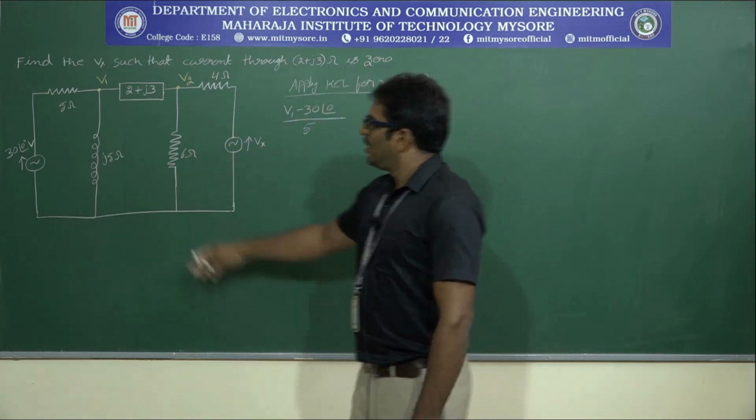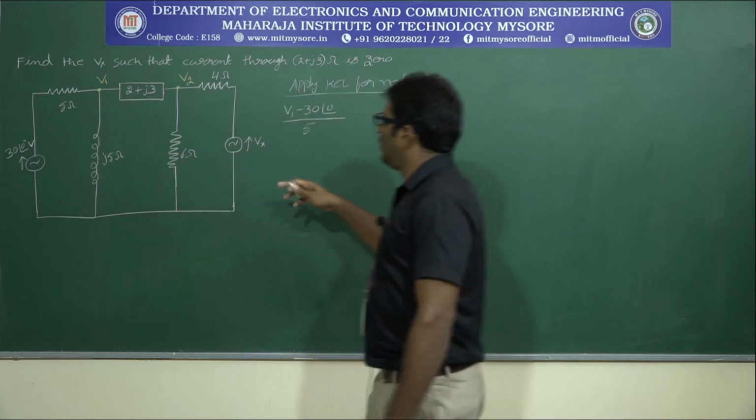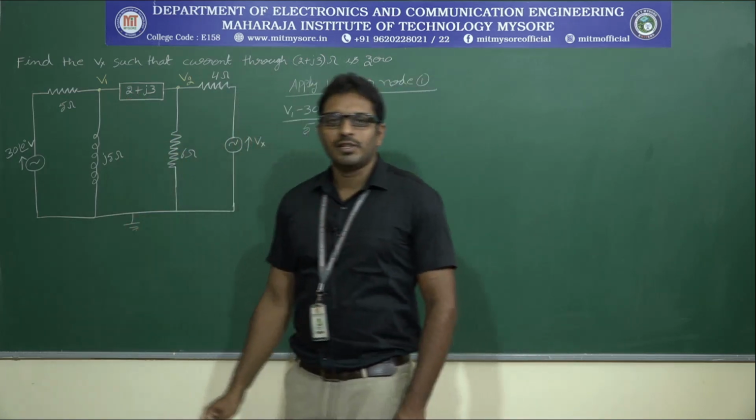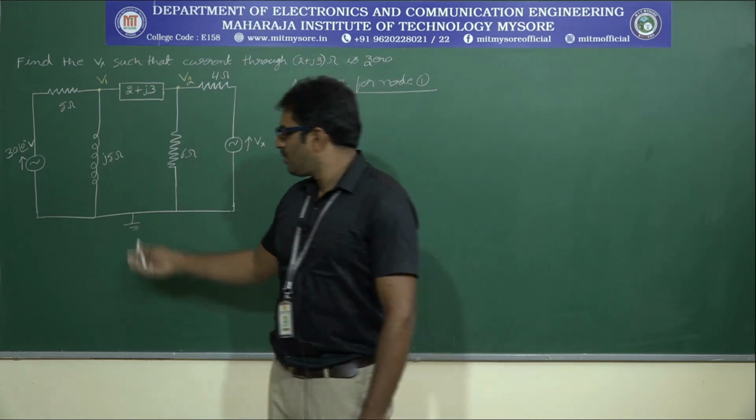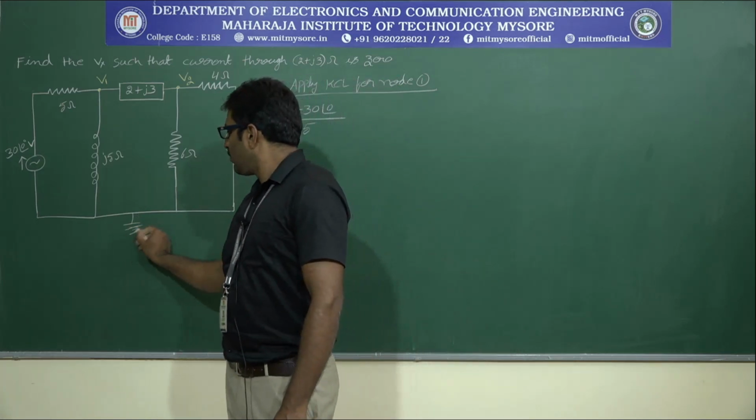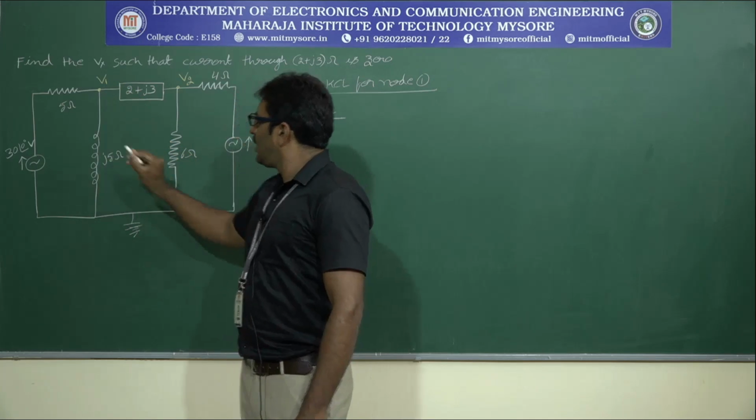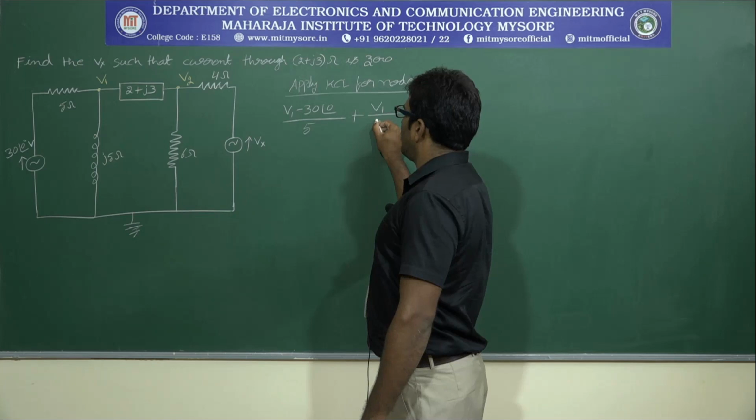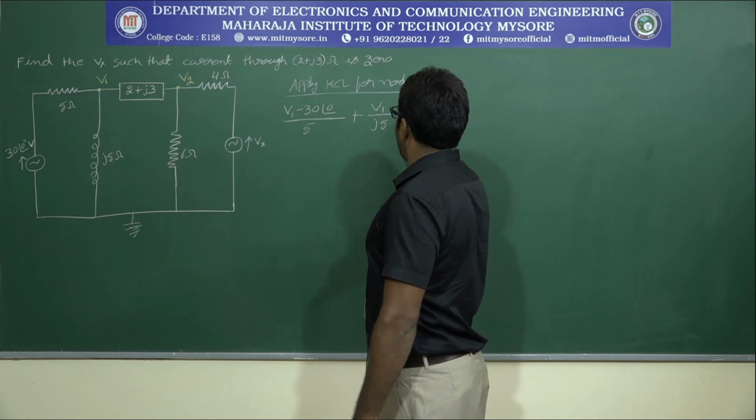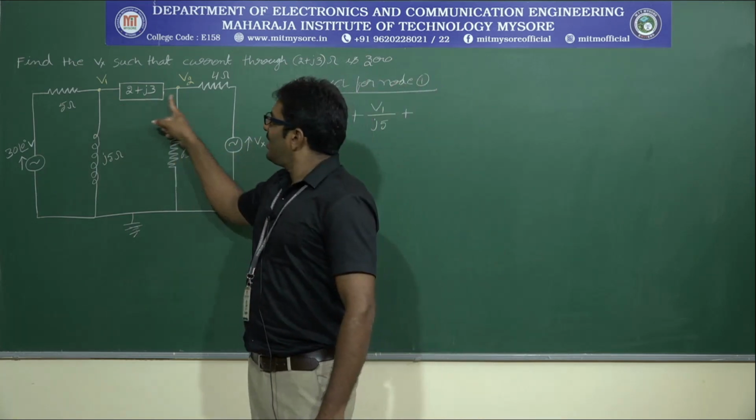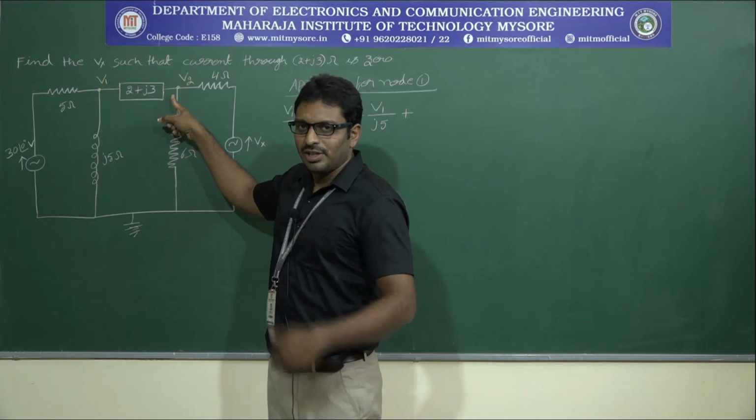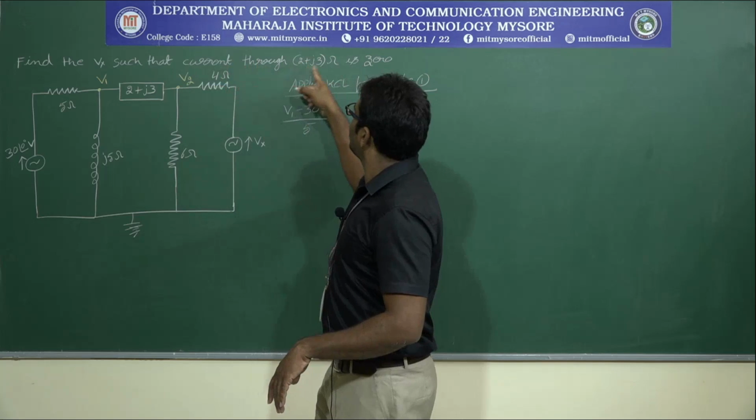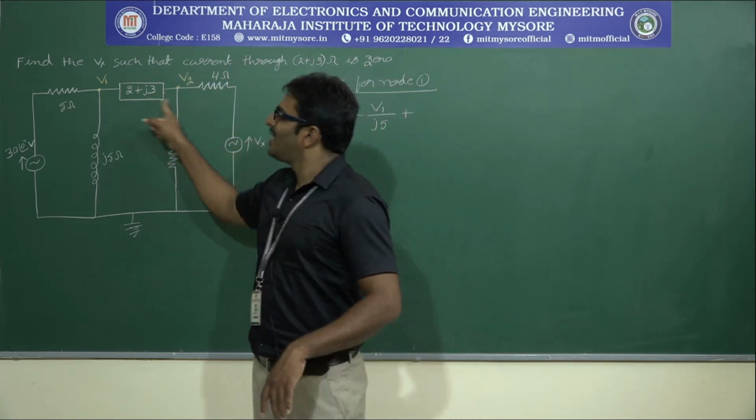Now what is the current through this branch? V1, the other end is connected to the reference point known as ground. What is the potential at this point? 0. So V1 minus 0 divided by J5, plus. What is the current in this branch? 0. In the question itself the data is given such that the current through the 2 plus J3 ohm is 0.